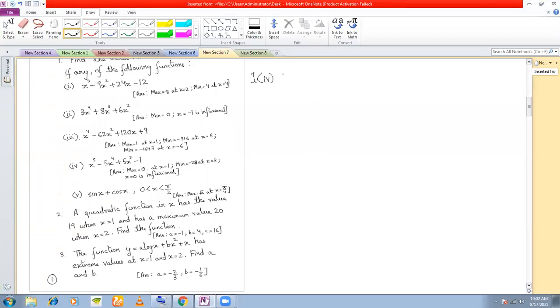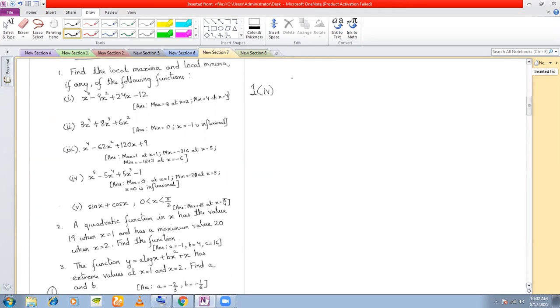The question here is: find the local minima and local maxima of this function. For the function given here, f(x) is x to the power of 5 minus 5x to the power of 4 plus 5x cubed minus 1. First find out f dash x.